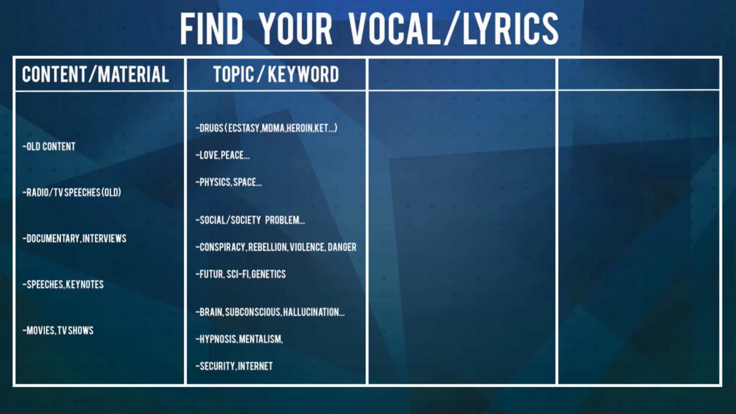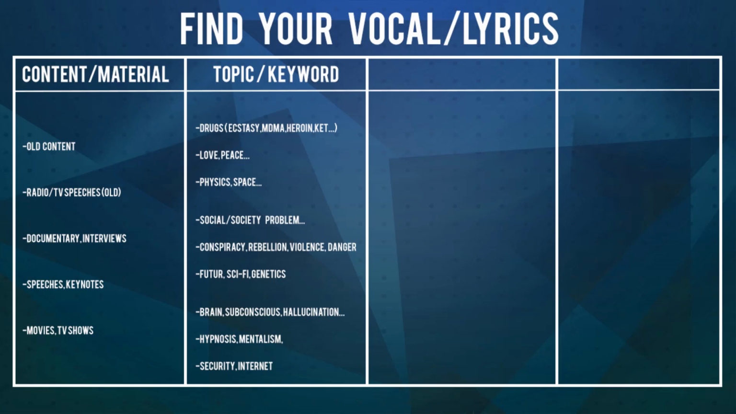So that gives you a little bit of where to target your research, what kind of content to look for. The second thing that can help you is to define a topic. Here you have plenty of topics; there may be more I forgot. You have obviously drugs, ecstasy, MDMA, all kinds of stuff. Maybe talking about love and peace. There are some vocals like that as well.